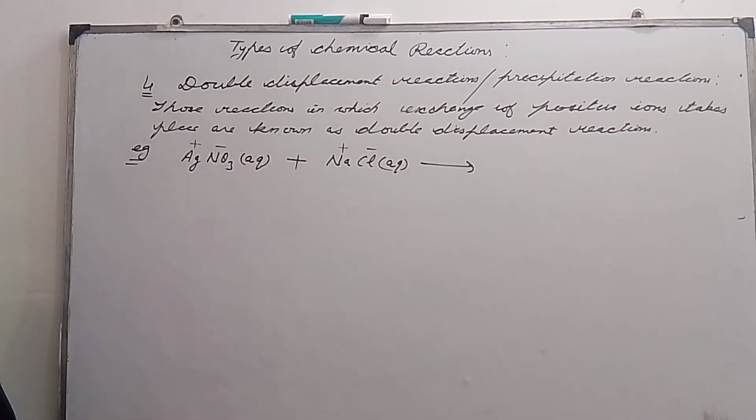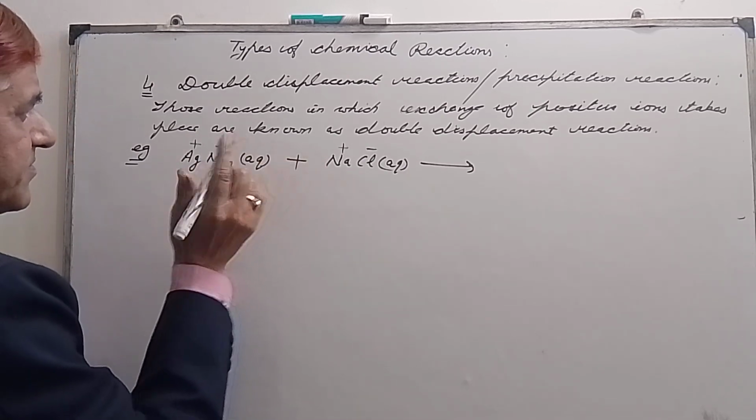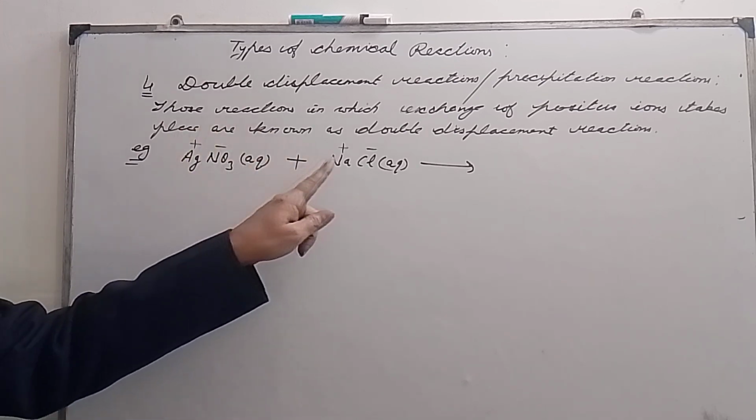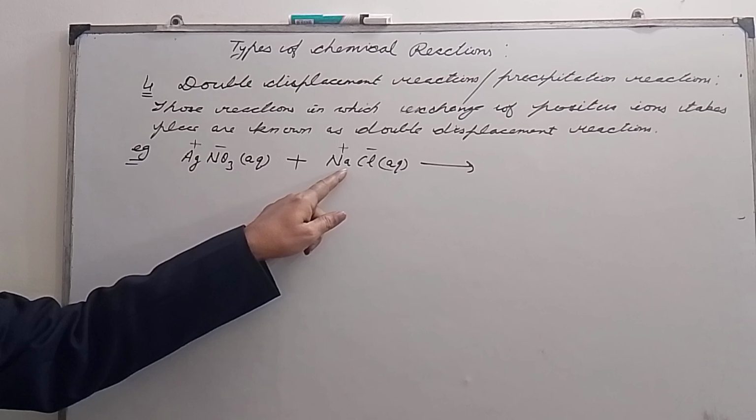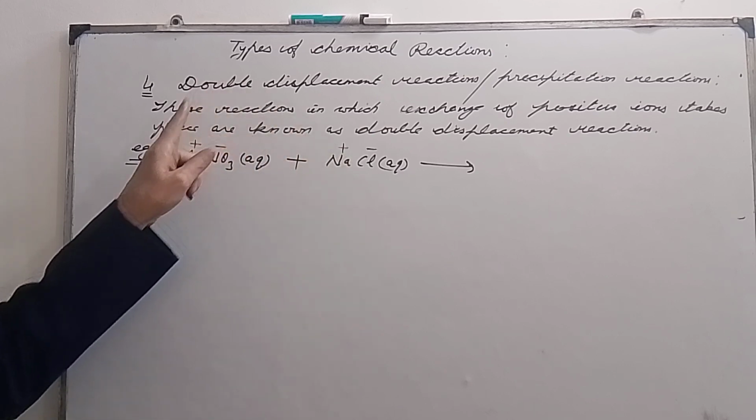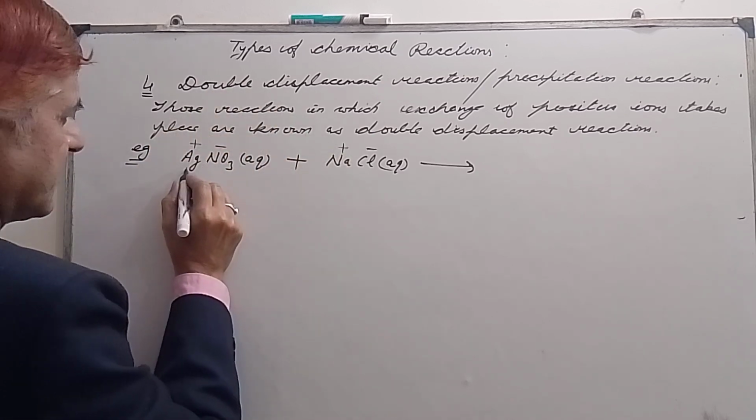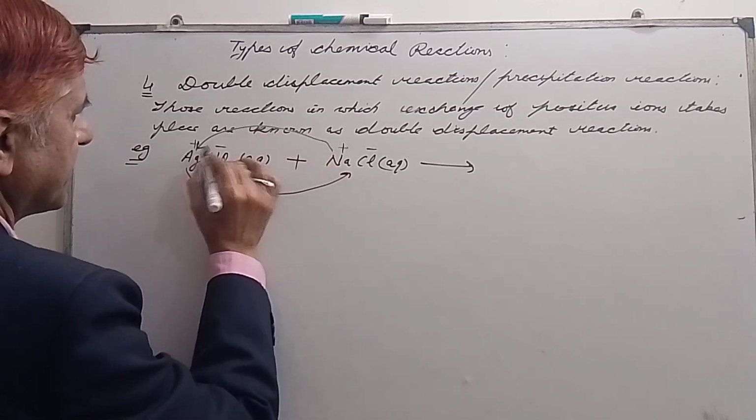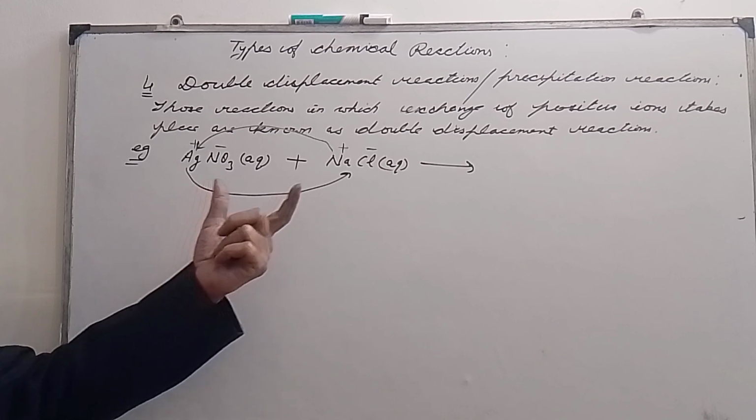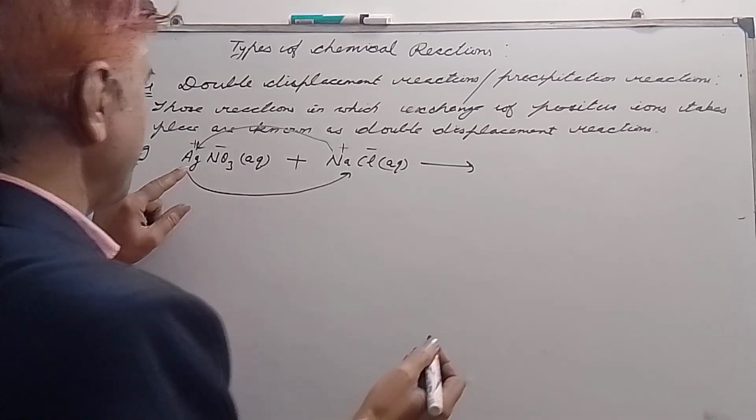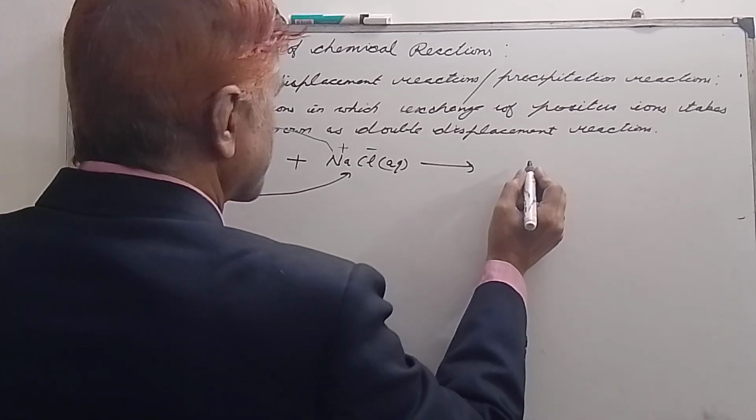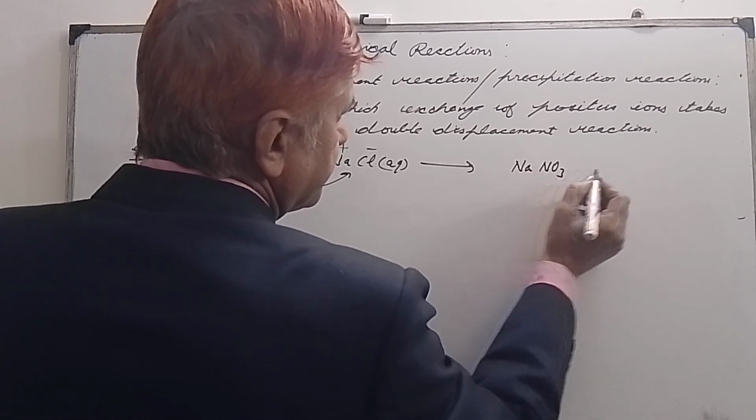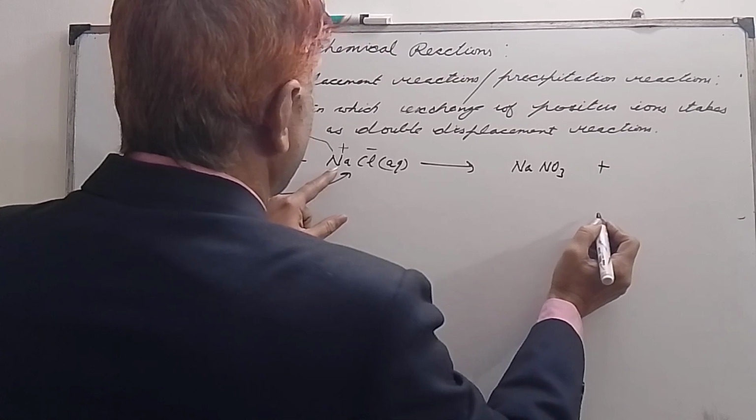Exchange of ions. It means that silver will go to the position of sodium, and sodium will take the position of silver. Exchange of positive ions. So what we will get is sodium nitrate plus silver chloride.